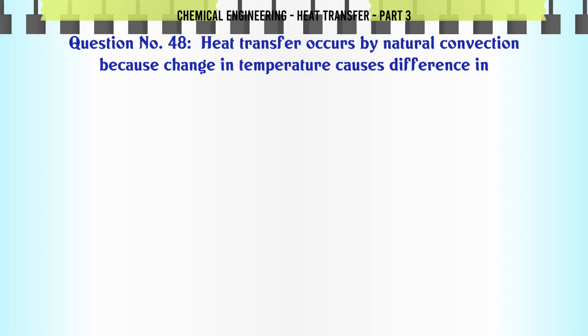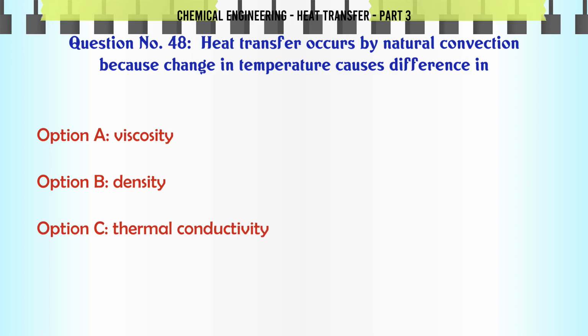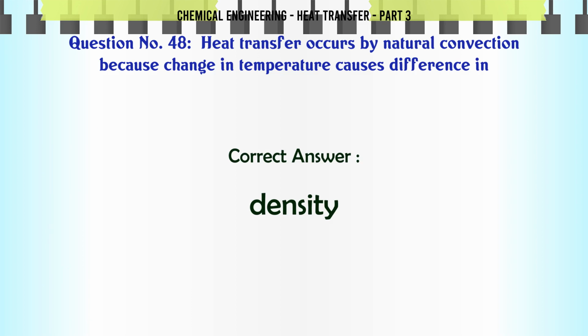Heat transfer occurs by natural convection because change in temperature causes difference in A. viscosity, B. density, C. thermal conductivity, D. heat capacity. The correct answer is density.